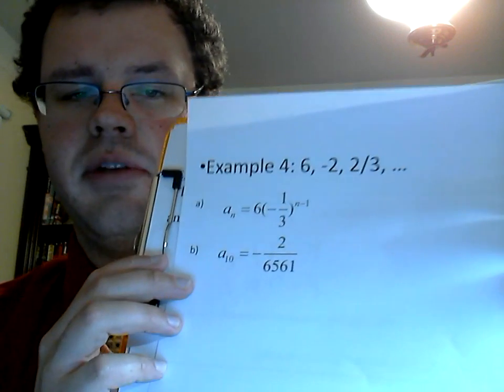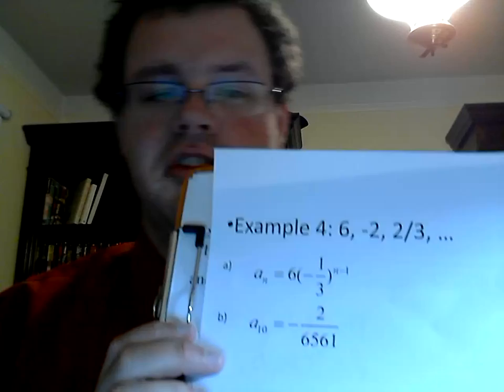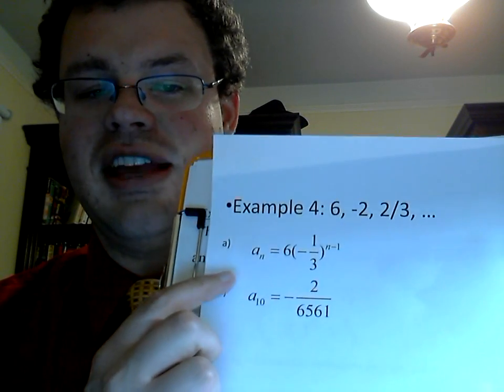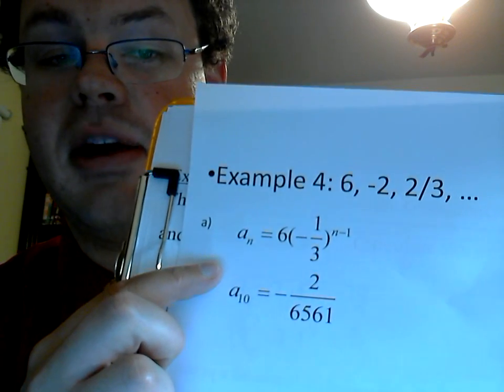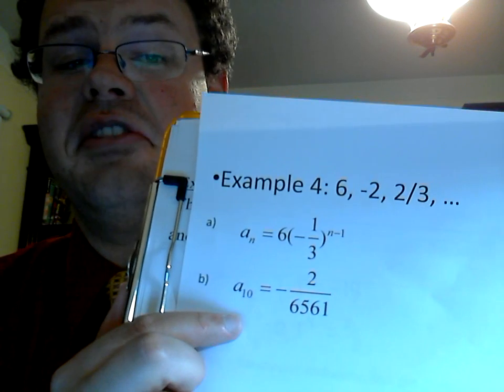Example 4. Again, it's kind of plug and chug. What do we know? We know the first term. We can figure out the common ratio is -1/3. Should be able to get that formula for the nth term: 6 times -1/3 to the n minus 1. The 10th term is going to be -2 over 6561.